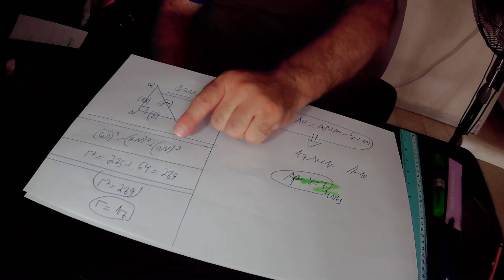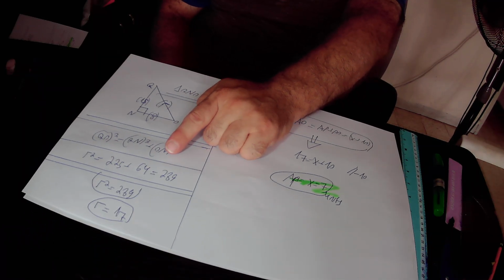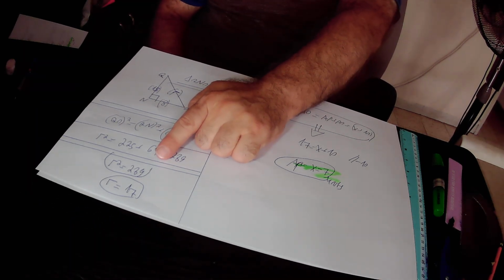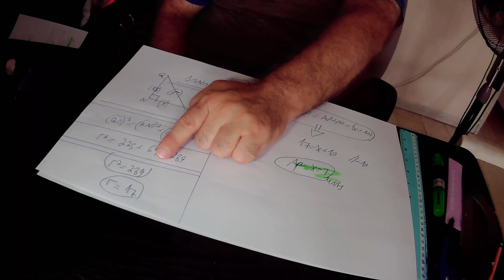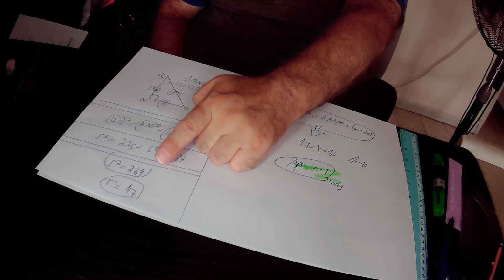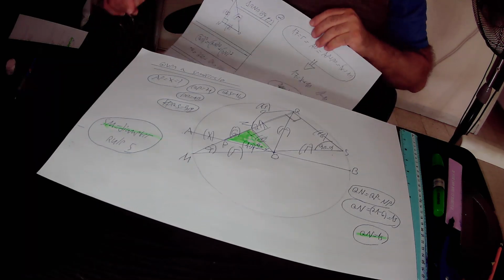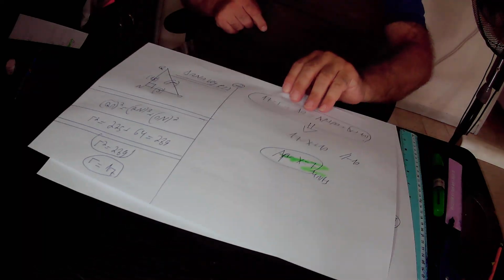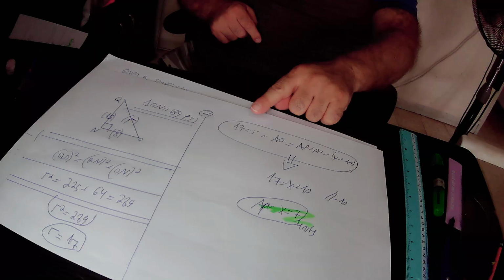So in total, R squared equals 225 plus 64. 225 plus 64 is 289. So in total, we have found out that R squared equals 289. Here we took the root of this equation and found out that R, the radius of the circle, equals the square root of 289, that is 17. So the radius of this circle R equals 17 units in its length.